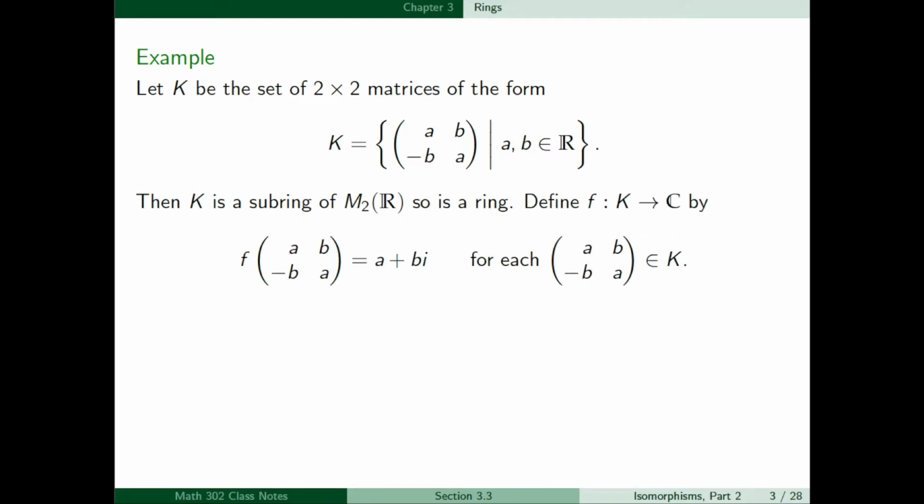And we want to define f from K to the field of complex numbers by f of the matrix [a, b; -b, a] is equal to a + bi for each matrix in K. So f is mapping 2 by 2 matrices into complex numbers. Then f is an isomorphism, and hence K is isomorphic to C, the field of complex numbers.